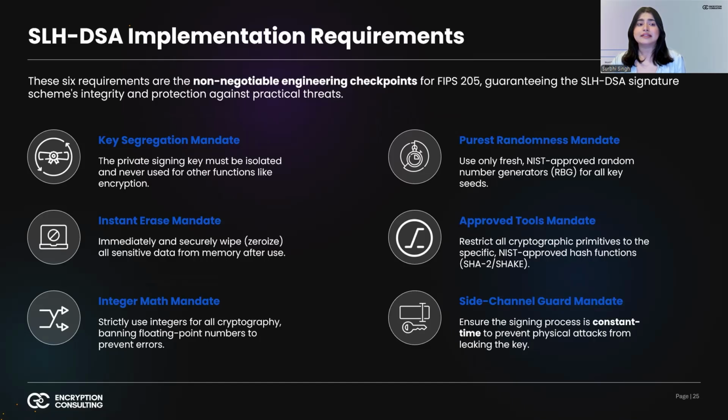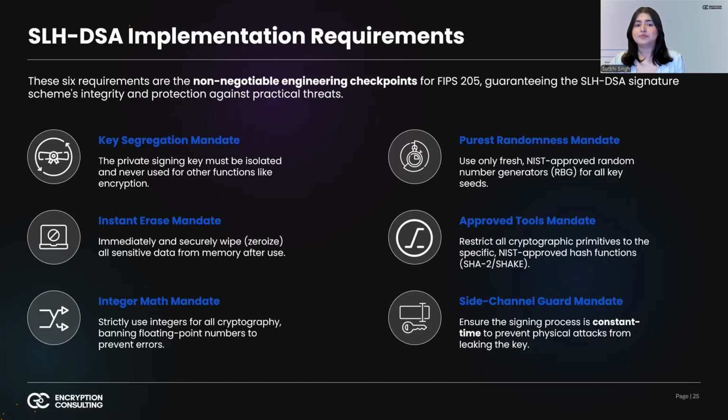The second part is the black box rule. The signature code has to be sealed off. The main software can say, please sign the document, but it can never reach inside the module to touch the private key or manipulate the internal calculations.